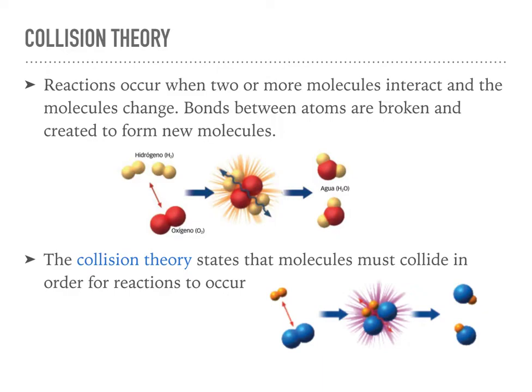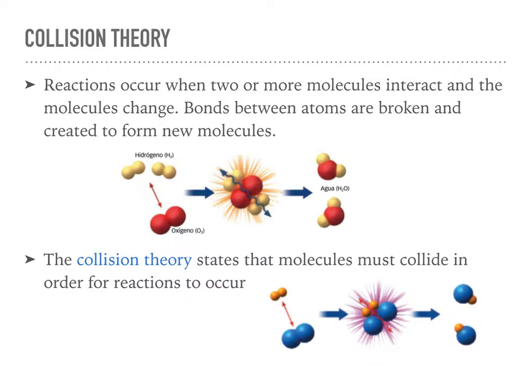So this is the second video, and here we're going to talk about why chemical reactions happen. The explanation we have is the collision theory, and you can see here in the drawings it's about collisions. As it says, reactions occur when two or more molecules interact and molecules change.